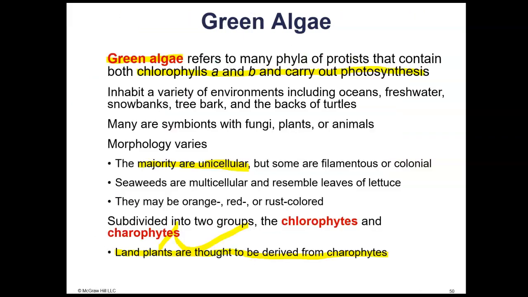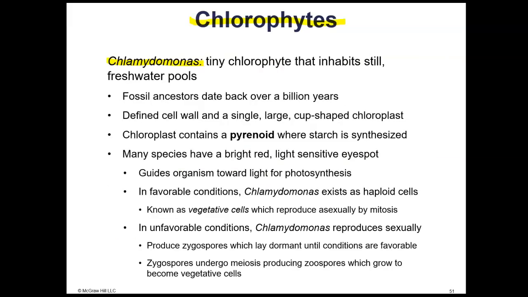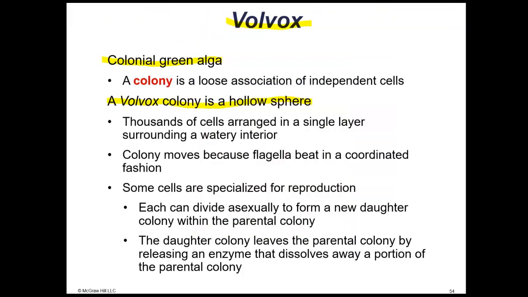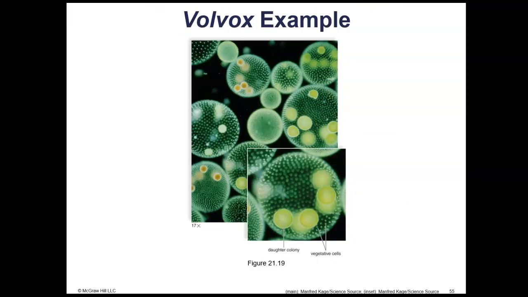Here's a picture of red algae, and then there's a green algae. Most are unicellular, but some can be filamentous. Some are colonial. Chlamydomonas, I think it's unicellular. Yes. And Volvox is colonial, a colonial green algae.